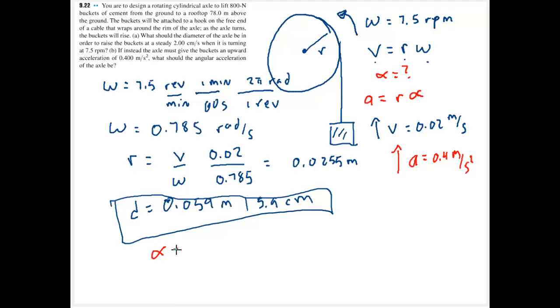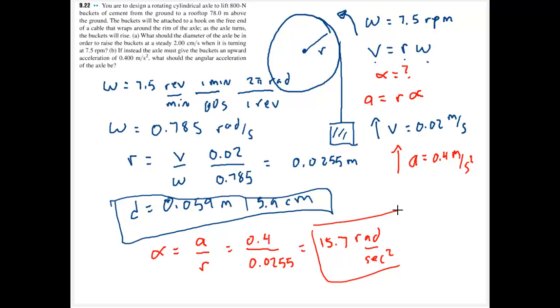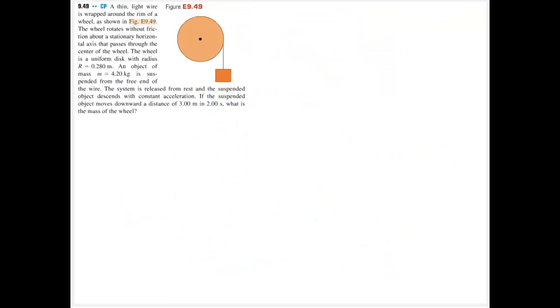So angular acceleration is simply going to be equal to the linear acceleration divided by the radius, or 0.4 meters per second squared divided by the radius, 0.0255 meters. And at the end of the day, we're going to come up with 15.7 radians per second squared. That's my angular acceleration.